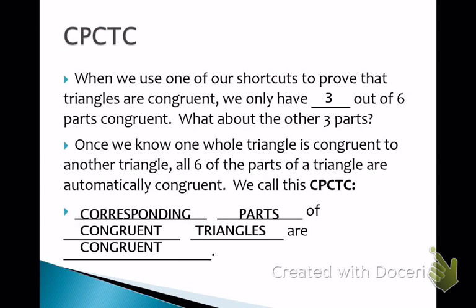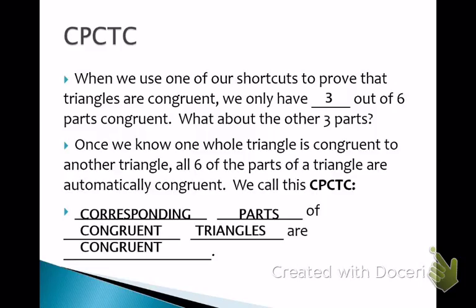It says that when we use the shortcuts to make two triangles congruent, we're leaving some parts out. We're not actually saying that some parts are congruent. But once we know that one whole triangle is congruent to another whole triangle, that all 6 parts are congruent. And so what the theorem says is that when one triangle is congruent to another, all 6 parts are automatically congruent. And that's because we know that corresponding parts of congruent triangles are congruent.